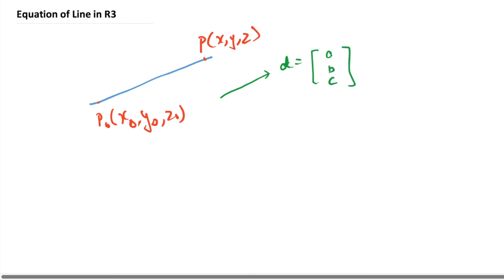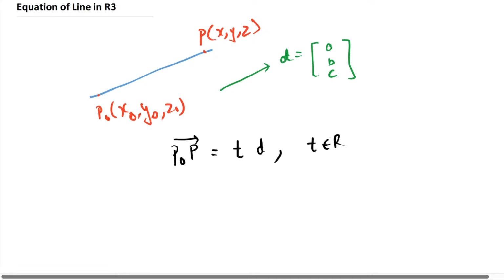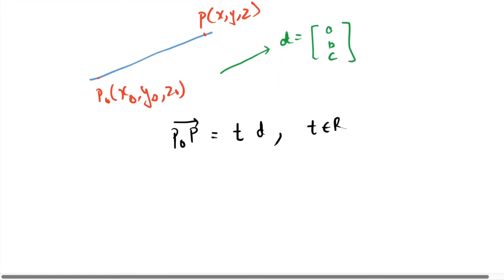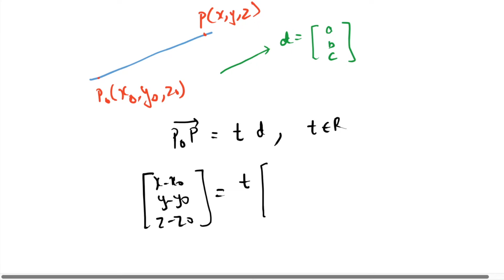All right. So for a point P (x, y, z) to lie on the line, we must have vector P naught P be a scalar multiple of D. So in this equation, t belongs to the set of real numbers. So we can expand this, and this becomes (x minus x naught, y minus y naught, z minus z naught) is equal to t times (a, b, c).